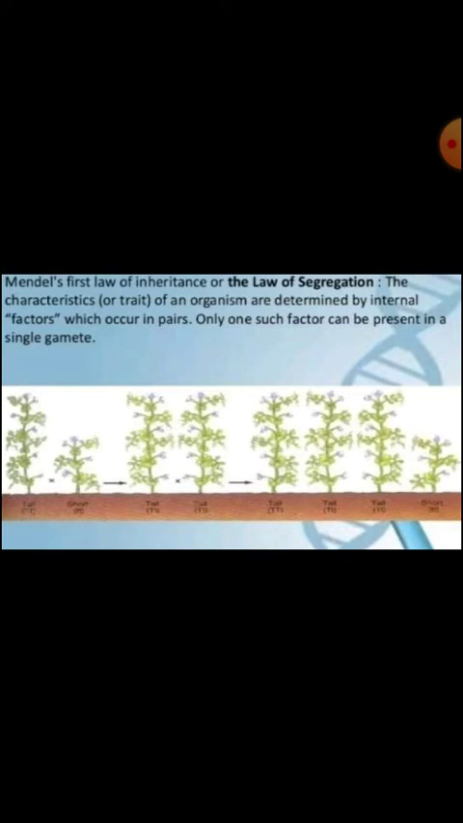According to his experiments, Mendel gave different laws, and these laws are known as Mendelism. Mendel's first law of inheritance is the law of segregation. According to Mendel, the characteristics of an organism are determined by internal factors which occur in pairs. Only one such factor can be present in a single gamete.